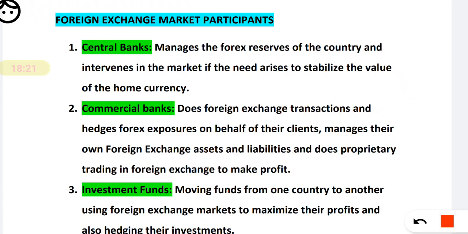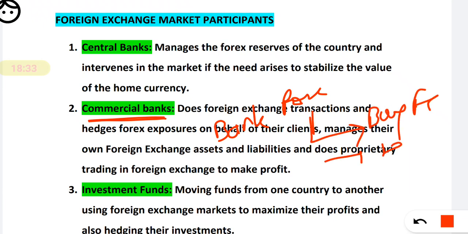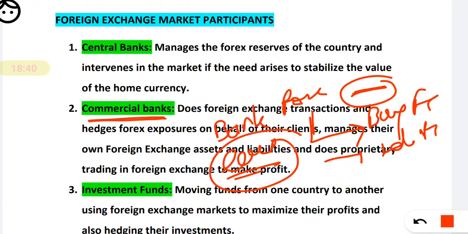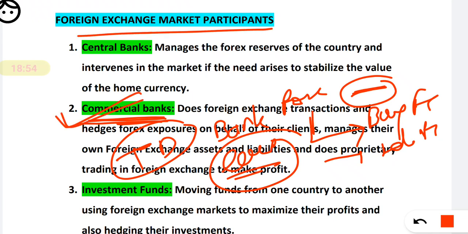Second, how can a commercial bank participate? The bank itself has a forex department. You all know what the forex department does, right? They will buy foreign currency and also sell foreign currency, and the difference they will earn as profit. We have to discuss that in detail. This is called the treasury department of the bank. They will buy foreign currency, sell foreign currency, and earn profit. In that way, the commercial bank can also participate in foreign exchange.